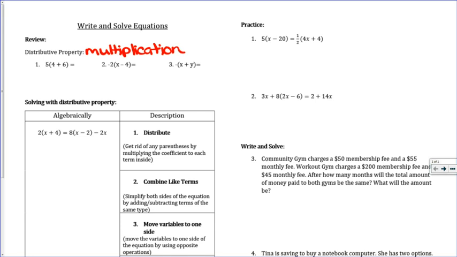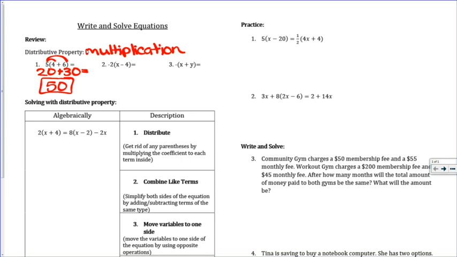We're going to take this coefficient that's outside of the parentheses and multiply it by everything that's inside. So we're distributing this 5 to the 4 and the 6. 5 times 4 is 20. 5 times 6 is 30. And then because 20 and 30 are like terms, we can even simplify that to 50. So 5 times 4 plus 6 is equal to 50.